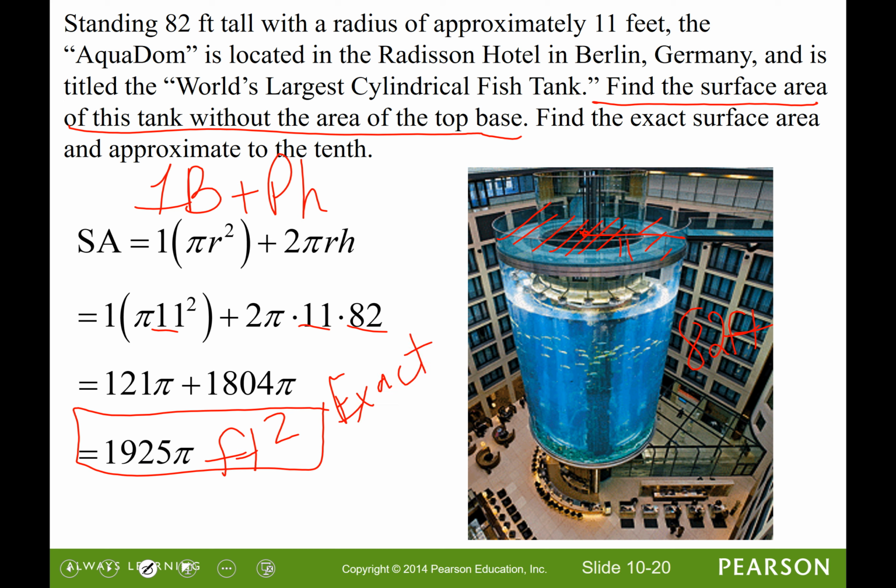But it also wants us to approximate to the nearest tenth. So pick your calculator up and you're going to type in 1925 times, and use the pi key. Don't use pi as approximately 3.14 unless the problem says it's okay for you to do that. And on your calculator, if you got approximately 6,047.6 square feet to the nearest tenth, you got that right.